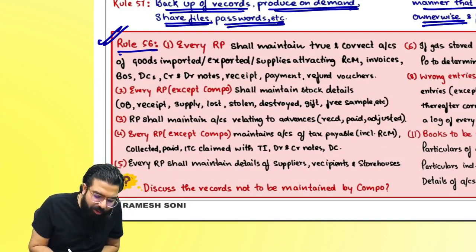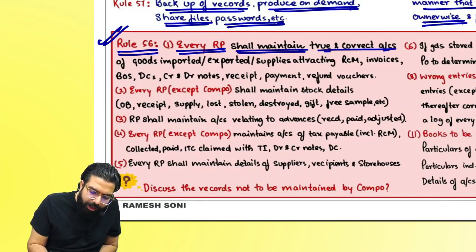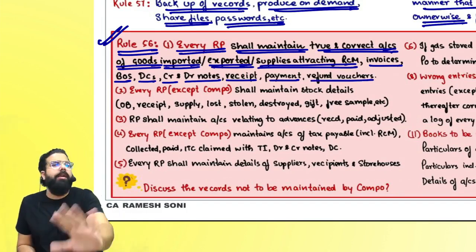Rule number 56 goes ahead and says every registered person shall maintain true and correct accounts of goods imported, exported, supplies attracting RCM, invoices, bill of supply, delivery challan, debit note, credit note, receipt voucher, payment voucher, refund voucher, all you have to go ahead and maintain.